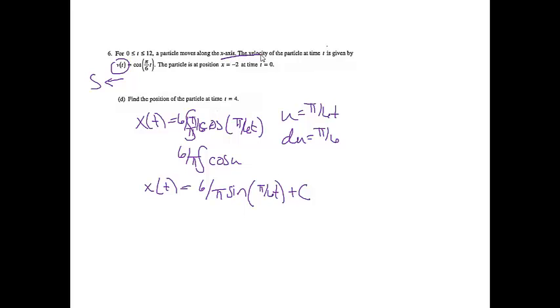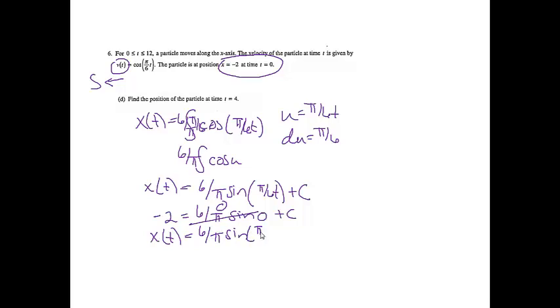They did give us some information to help us find the c, so let's plug that in. X is negative 2 when the time is 0. If I put 0 in for my t, I'll just get the sine of 0. The sine of 0 is 0, so we know that c is negative 2, so my formula is x of t equals 6 over pi sine of pi over 6t minus 2.